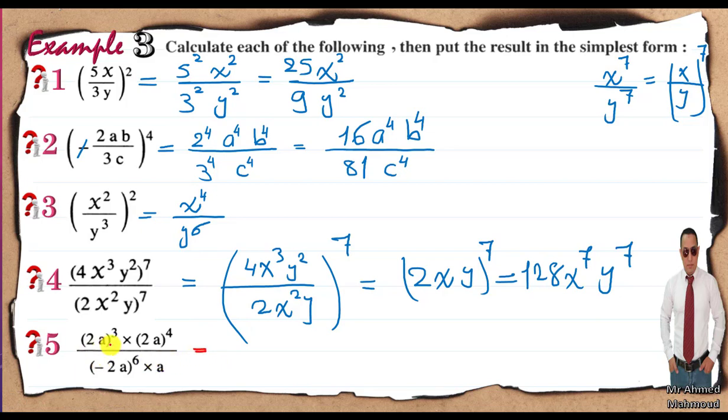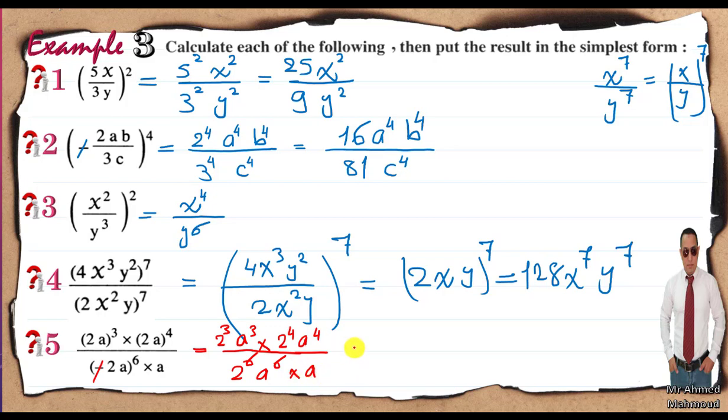Now I don't have a common power, so I'm going to expand all the brackets. The first bracket, 2 power 3, again 2 power 3, equals 2 power 3 and a power 3, times 2 power 4 a power 4. Over here, I'm going to cancel the negative because I have an even power, so it will be 2 power 6 a power 6 times a.